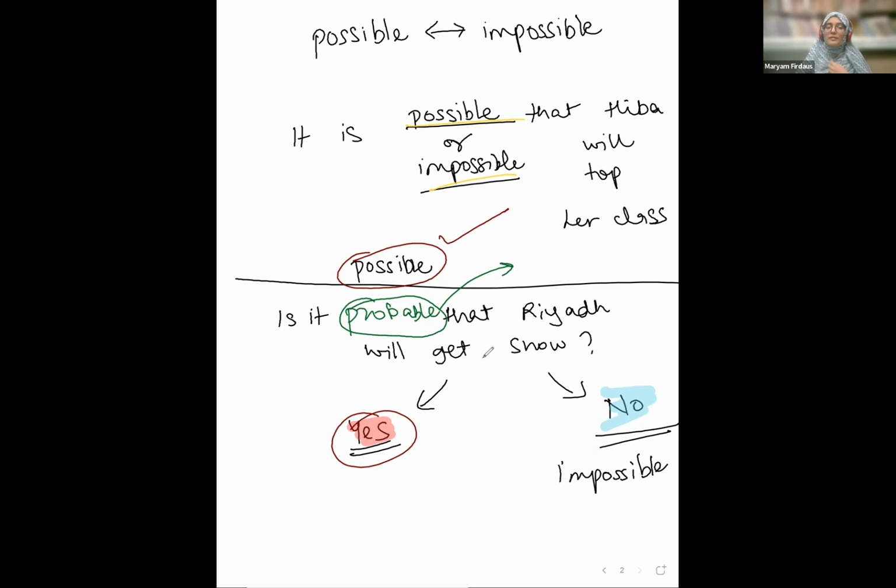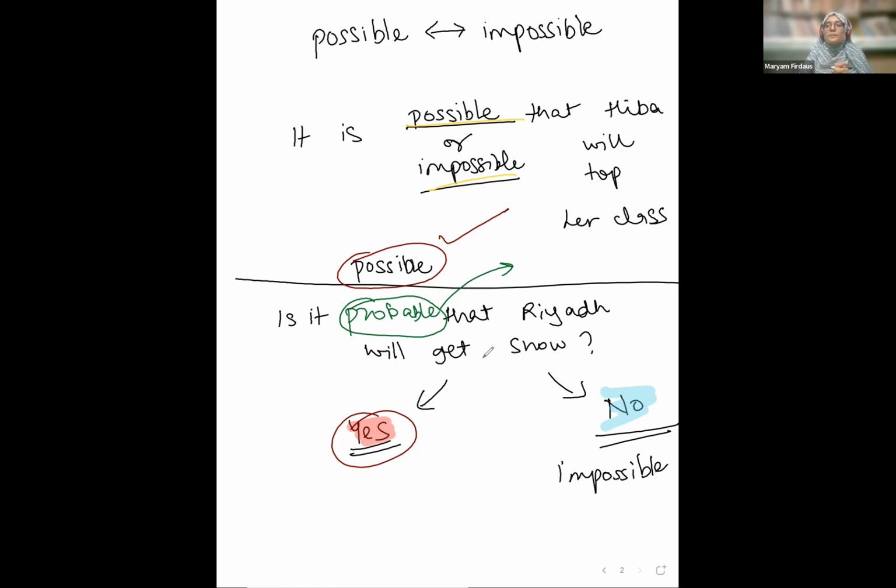Why is it not probable? Well, we have not seen the future. We do not know whether this winter it will get snow or not. We don't know, but we are just predicting. That is the whole concept of probability, to predict things.